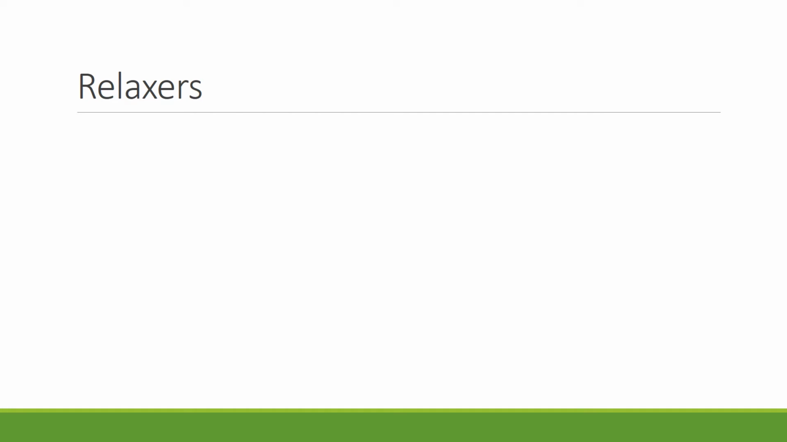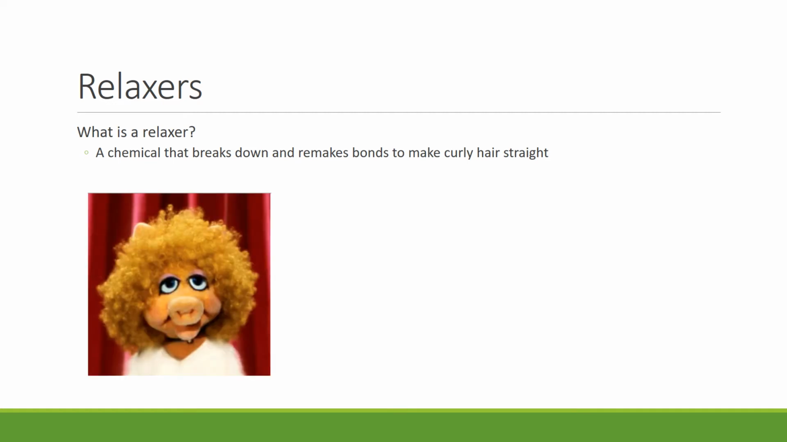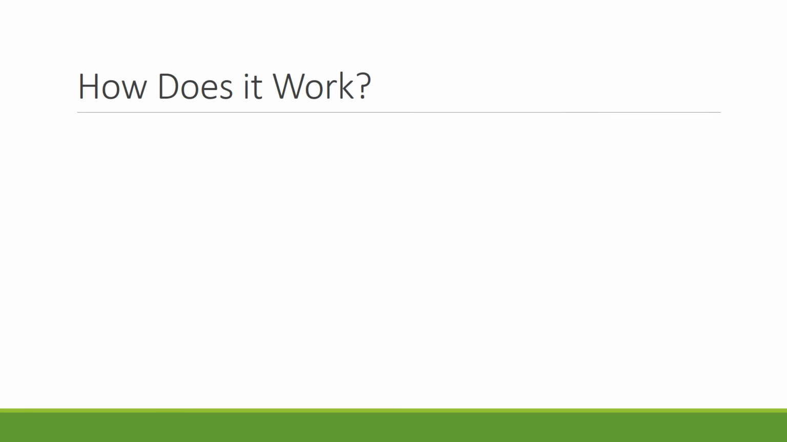So what is a relaxer? A relaxer is a chemical that breaks down and remakes bonds to make curly hair into straight hair. The structure of hair is in part due to the presence of cysteine, or disulfide bonds, between the keratin. A relaxer is then added to the hair. A relaxer can either be a lye relaxer or a no-lye relaxer.